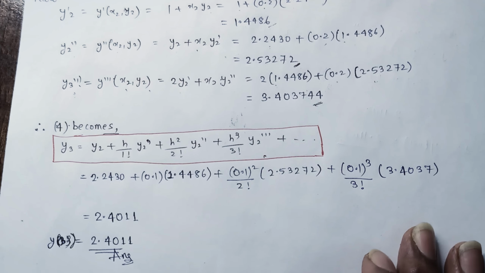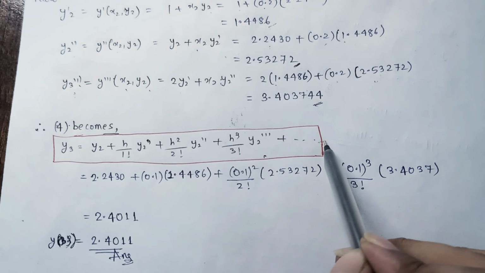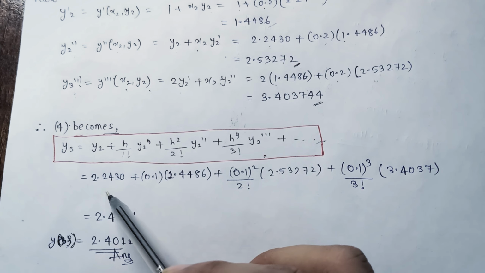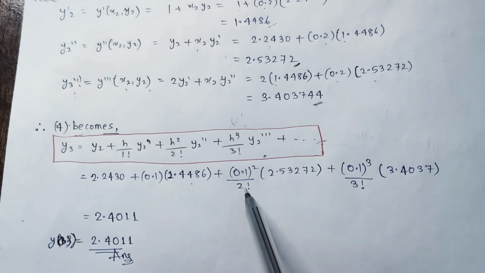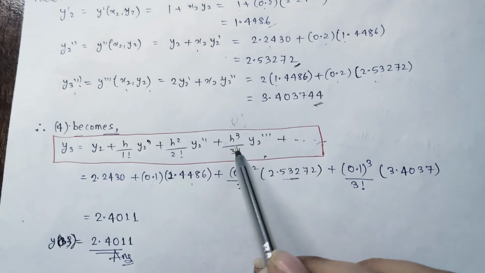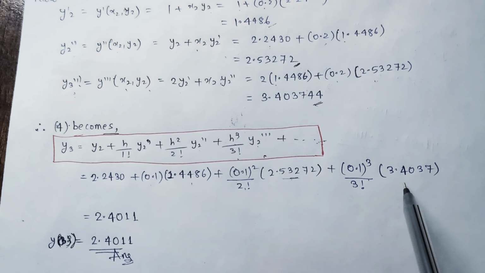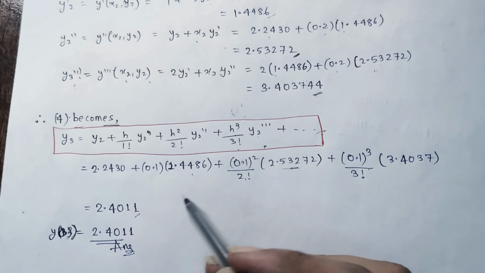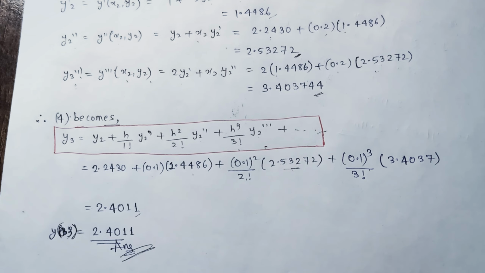Now we need to just put this value in the y3 value. Here it is, the Taylor's expansion. So after putting all these values, y2 and h y2 dash, h square over 2 factorial y2 double dash, and h cube over 3 factorial y2 triple dash, and so on. We don't need to go further. After evaluating all these values, we are going to get 2.4011. That will be our answer for y of 0.3. So that is all the answer. Thank you.